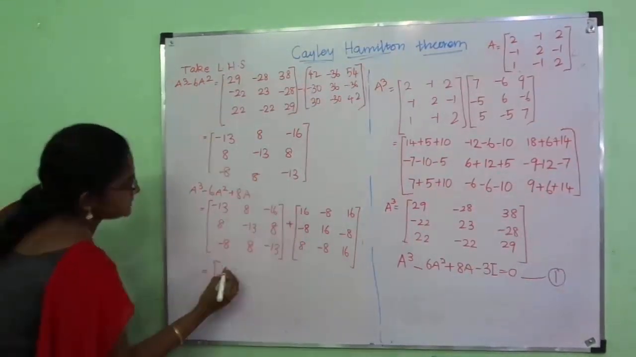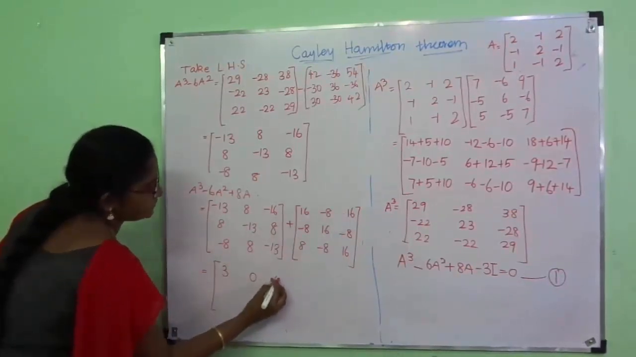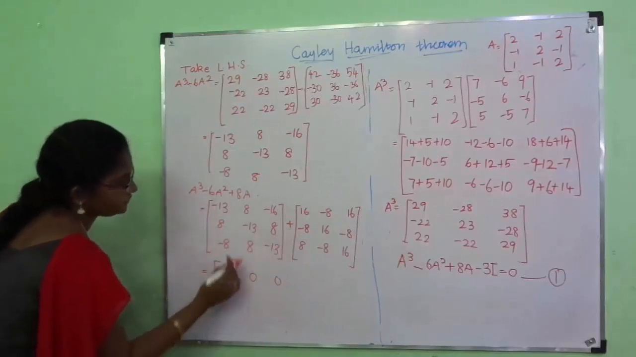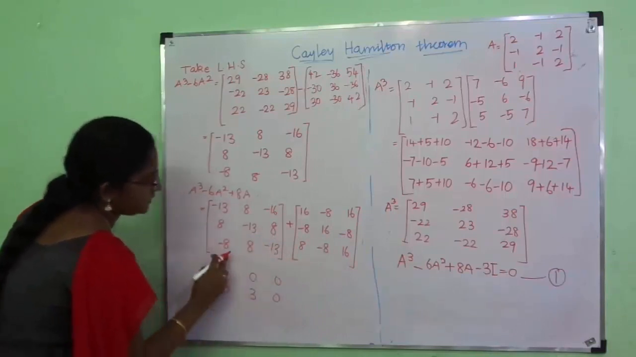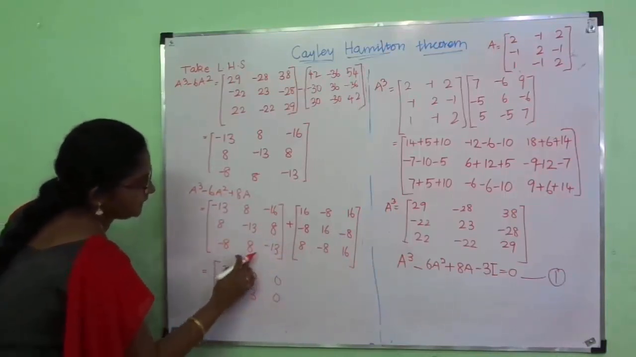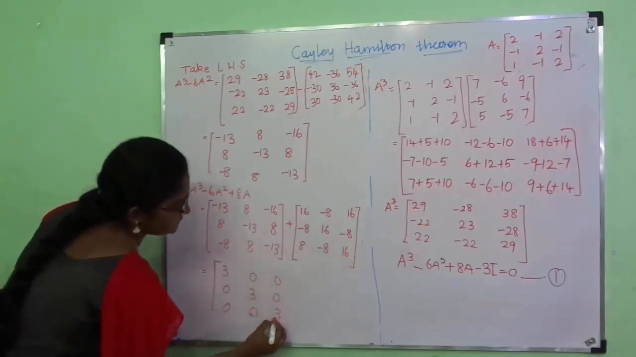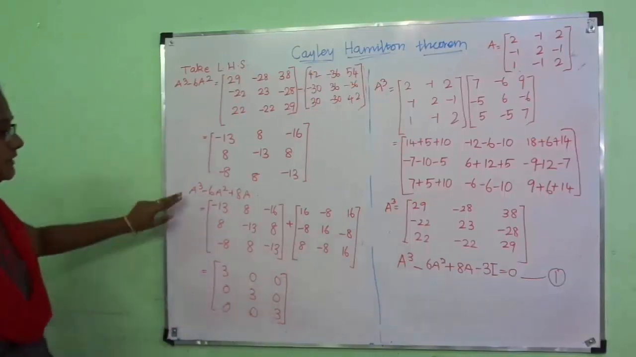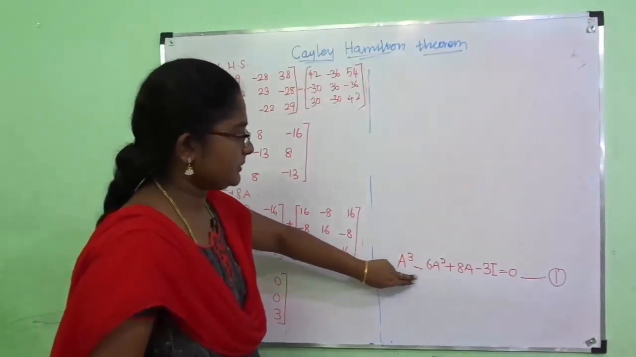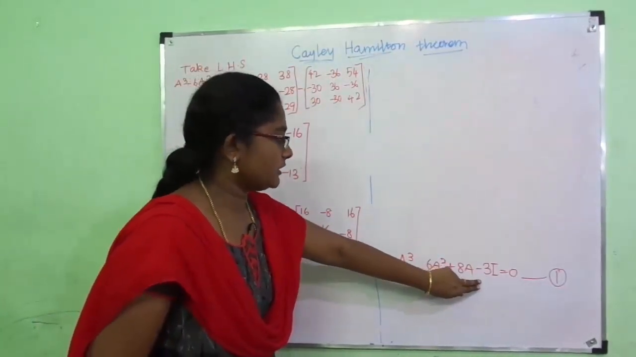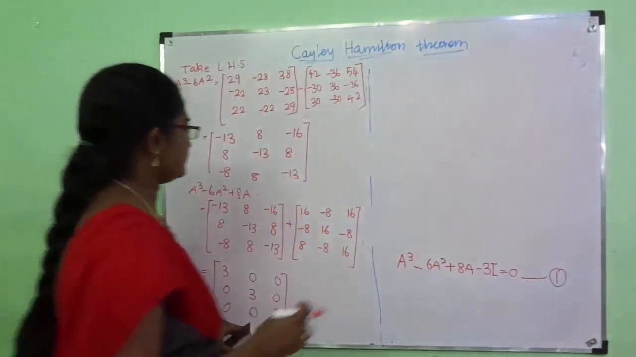Minus 13 plus 16 you get 3, 8 minus 8, 0, minus 16 plus 16, 0, 8 minus 8, 0, minus 13 plus 16, 3, 8 minus 8, 0, minus 8 plus 8, 0, 8 minus 8, 0, minus 13 plus 16 you get 3. This is A cube minus 6A square plus 8A. Look at the characteristic equation. We found A cube minus 6A square plus 8A. Now we have to subtract 3I from this one. I am going to do this in the next step.